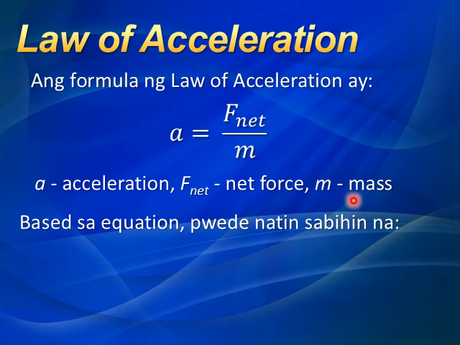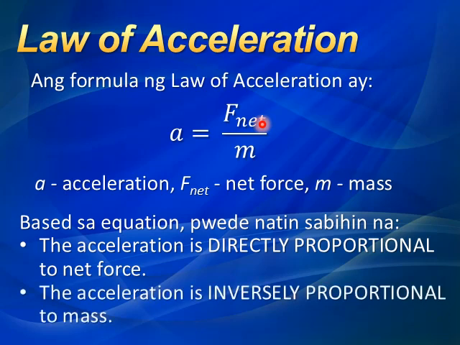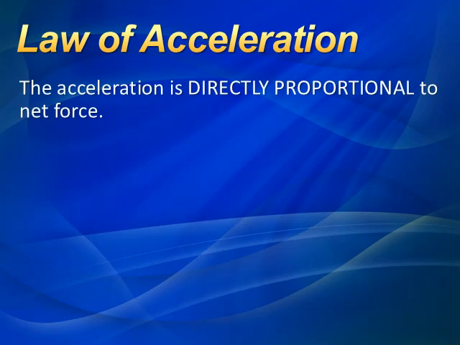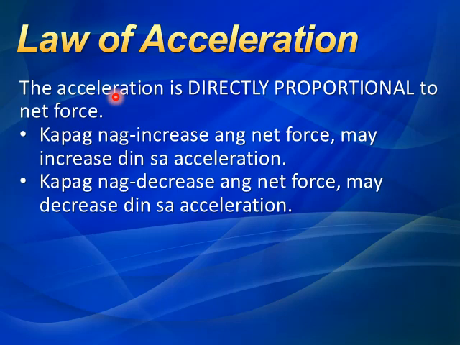So, based sa equation, pwede nating sabihin to. Yung acceleration natin is directly proportional sa net force. So, recall natin yung napag-aralan natin sa variation. So, since nasa same level sila, we can say that the acceleration is directly proportional to the net force. And, okay, nasa baba yung M. Kaya pwede natin sabihin that the acceleration is inversely proportional to the mass. Pag sinabi natin the acceleration is directly proportional to the net force, kapag nag-increase yung iyong net force, mag-increase din ang iyong acceleration. At kapag nag-decrease ang net force, mag-decrease din ang ating acceleration.